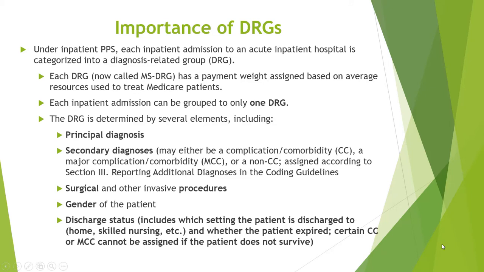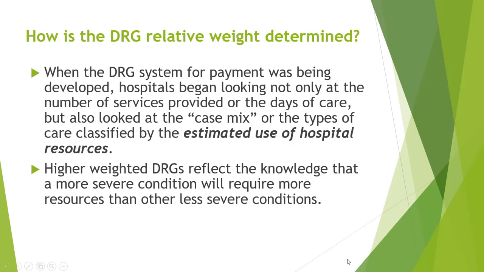In addition to this, you see at the bottom where it says discharge status, that is the setting the patient is being discharged to, like home or skilled nursing, assisted living, whatever, and whether the patient expired, because certain CC and MCC annotations cannot be assigned if the patient doesn't survive the hospital stay.